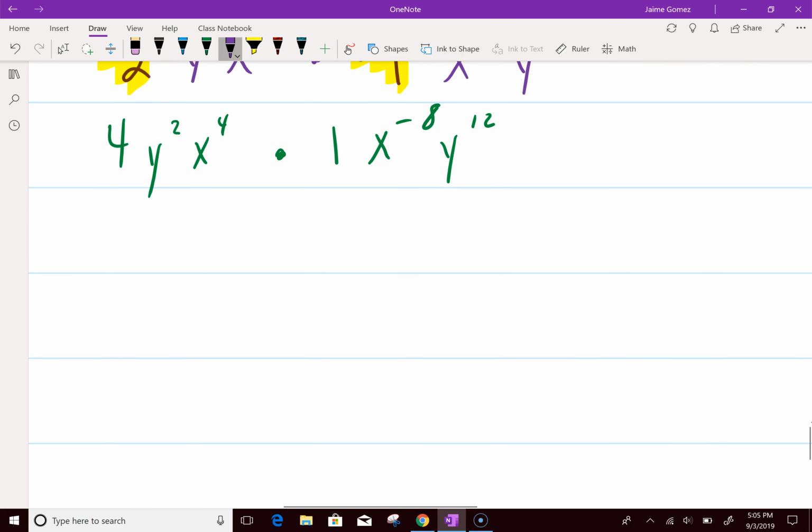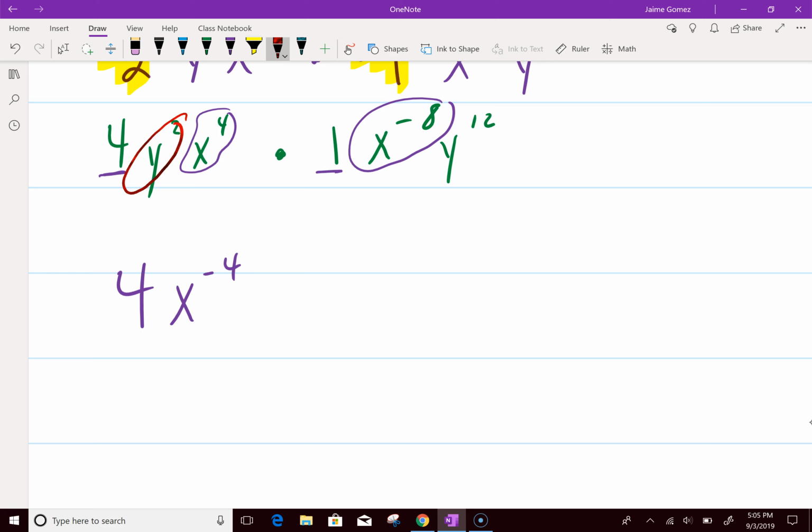So I'll keep multiplying here. 4 times 1, well that's 4. Now remember that usually we write the x first. So I have 4 x's and negative 8 x's over here. So add them. 4 plus negative 8, that's negative 4. We'll fix it later. I have 2 y's here and 12 here. So 2 plus 12 gives us y14.